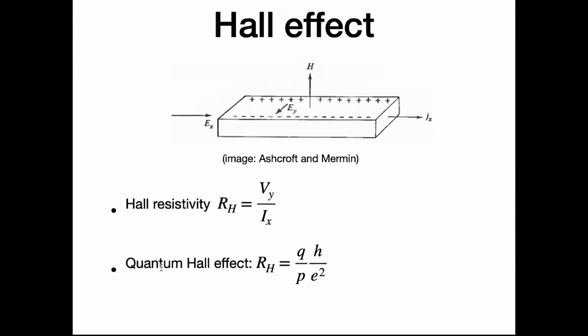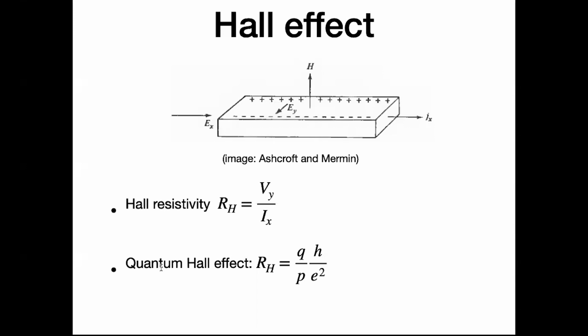And we define the quantity called the Hall resistivity, which is the ratio of the voltage drop in the Y direction and the current in the X direction. It's called Hall resistivity because this effect was first found by Hall in the late 19th century.